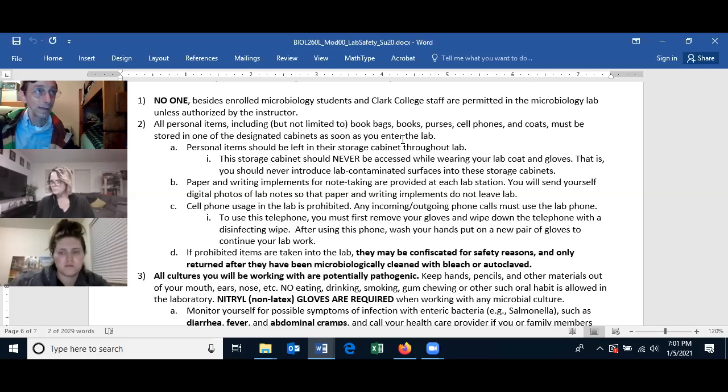Oh, and when you leave the lab, you really should take off your lab coat, but I'm not going to be going at that, especially if it's just for something to eat, meaning for a short time. We already talked about cell phones.